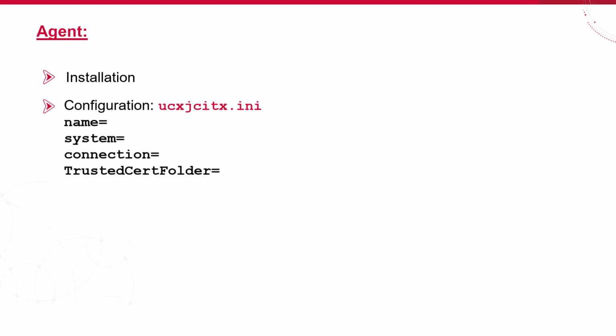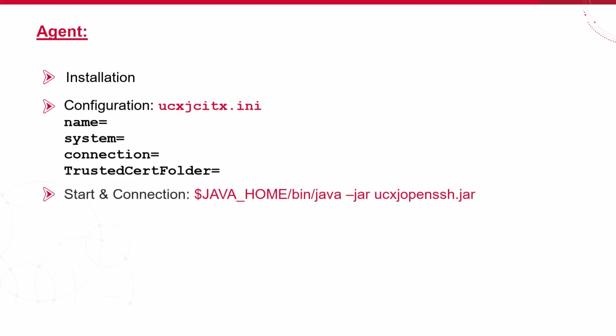Based on the platform, we rename the agent configuration file UCXJCIDX and set a minimum of 4 values: the agent name, the AE system name, the host name and port connection to the automation engine's JCP, and finally the directory containing the TLS certificate. Finally, we start the agent by invoking the JAR file via the Java command. The agent connects to the AE and deploys the object templates needed to support the integration, the con or connection object, and the OpenSSH jobs.